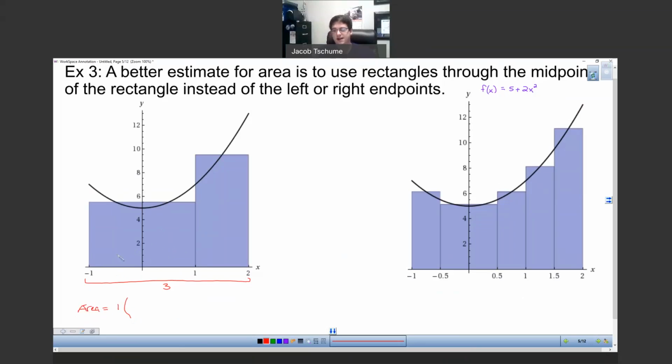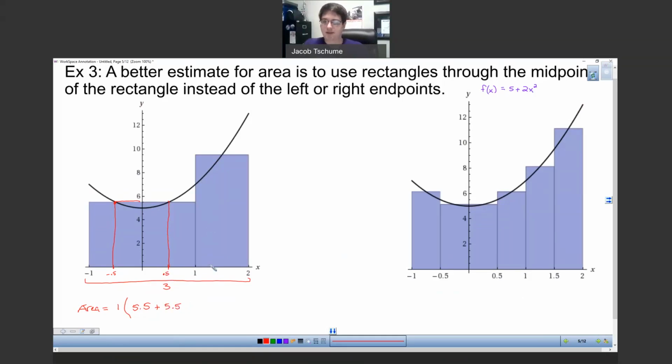The difference this time is that if I go right in the middle of each interval, so this would be at negative 0.5, and I measure that height up, this one's actually not bad because it falls on one of our tick marks, which is at 5.5. Then the second interval from 0 to 1, if I go right in the middle at 0.5 and measure my height up, it's the exact same height as the first rectangle. So we get another height of 5.5.